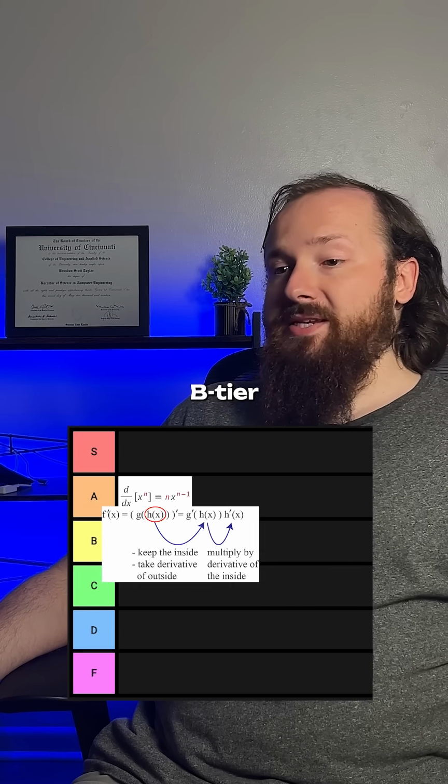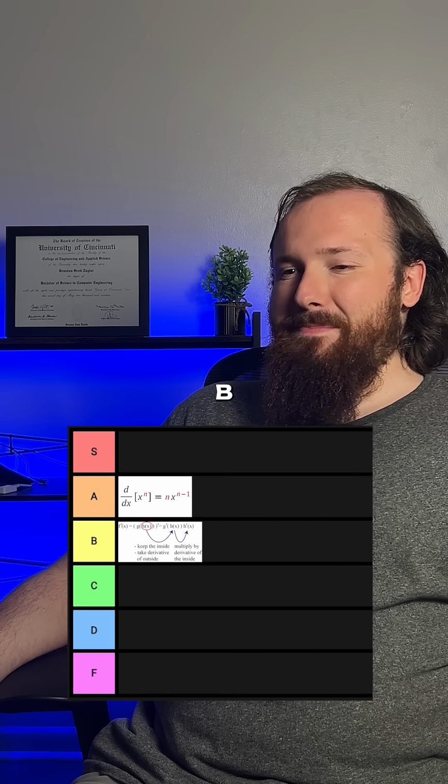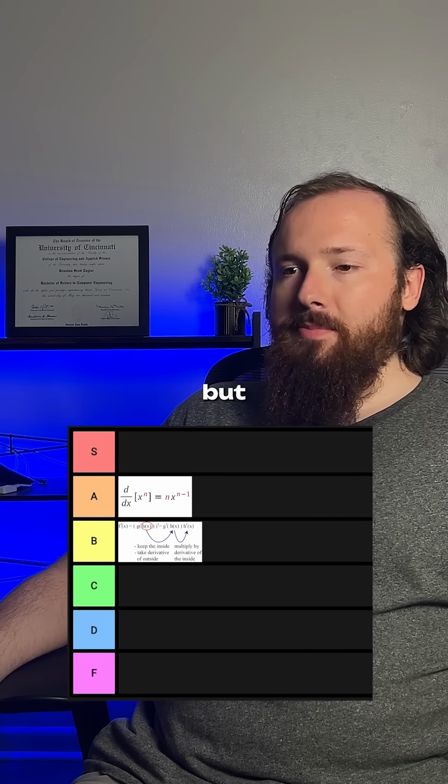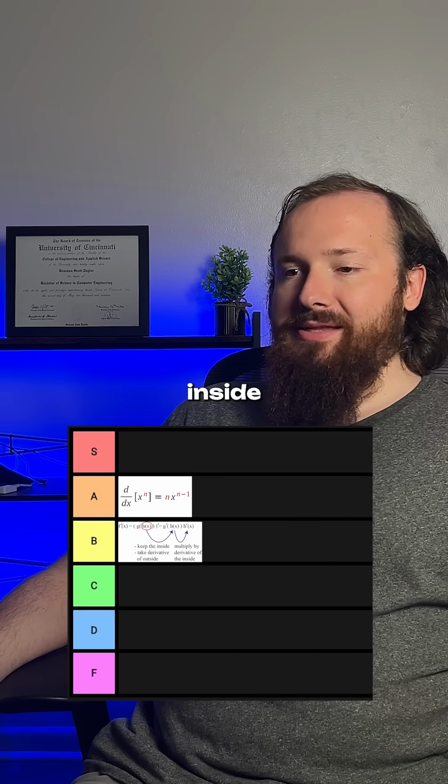Chain rule. B tier. This is the one I'll fight you on. It's a B, not because it's hard, but because it's hiding inside almost every other topic you'll touch all year. Every time you're doing any complex derivative at all, there's almost always going to be a chain rule inside of it somewhere.